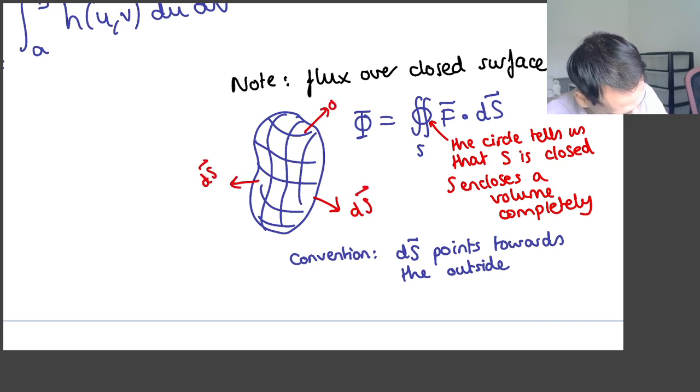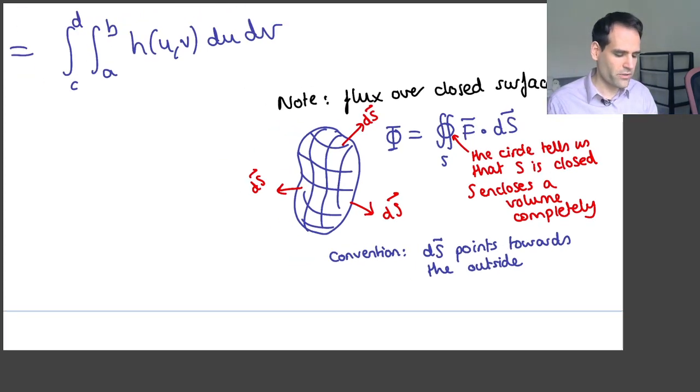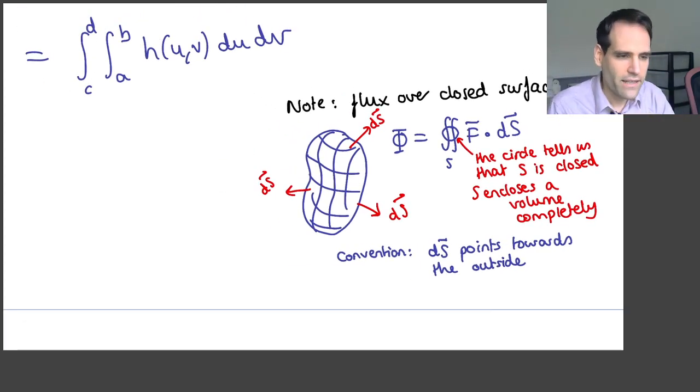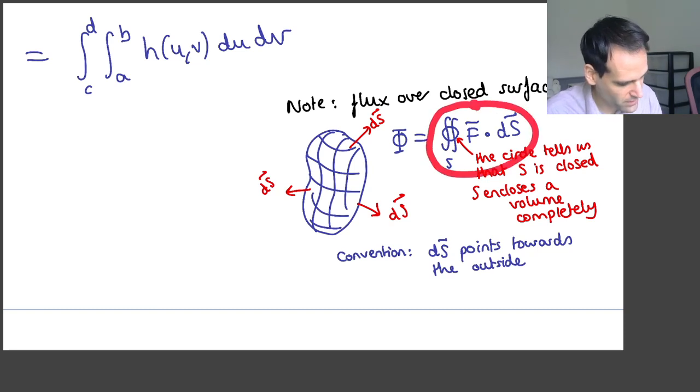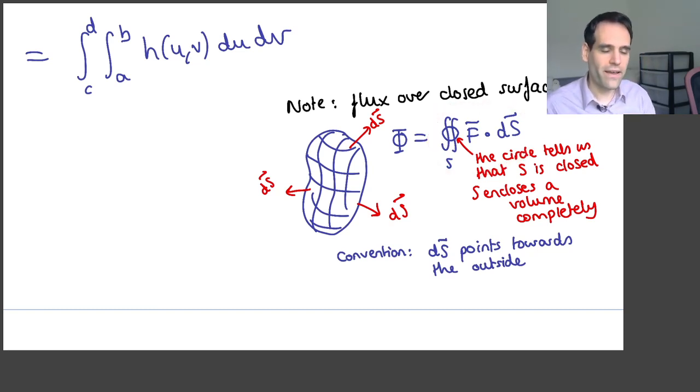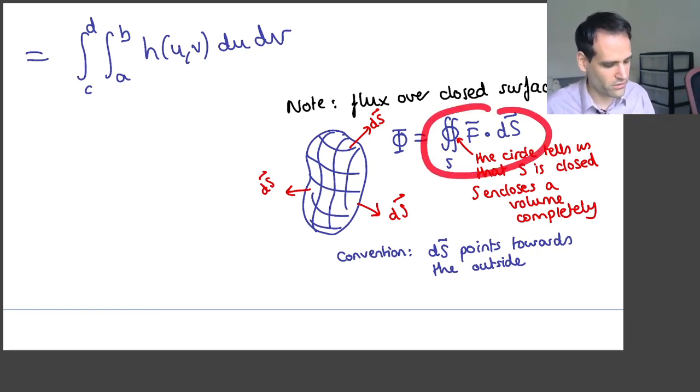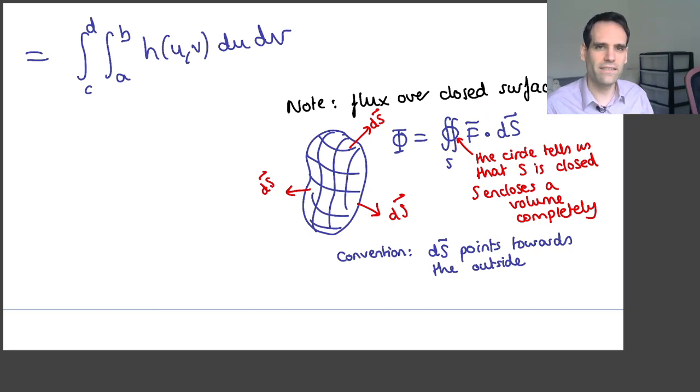So by convention we take dS pointing outside, and therefore if I ask you to calculate the flow of air into a volume, you would have to take the negative sign of this flux integral. If I ask you to calculate the flow of air outside of the volume, then you would just take the positive sign of this flux integral.